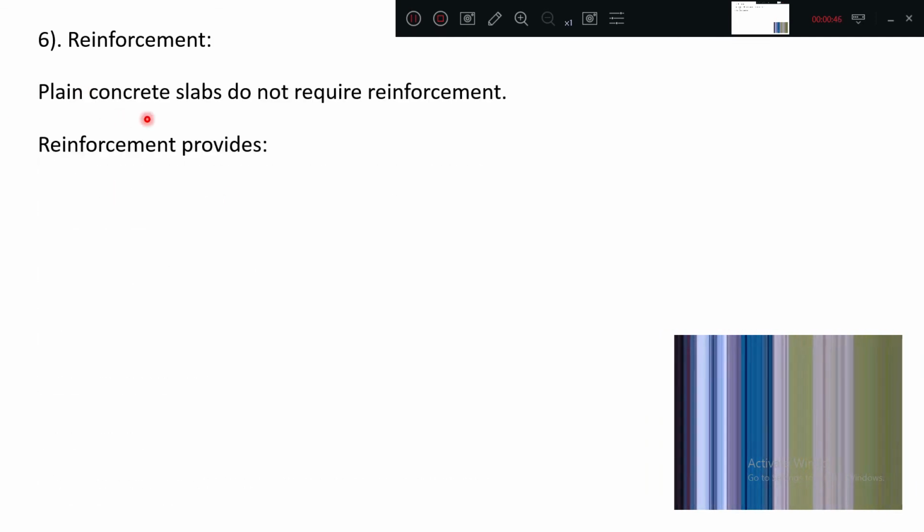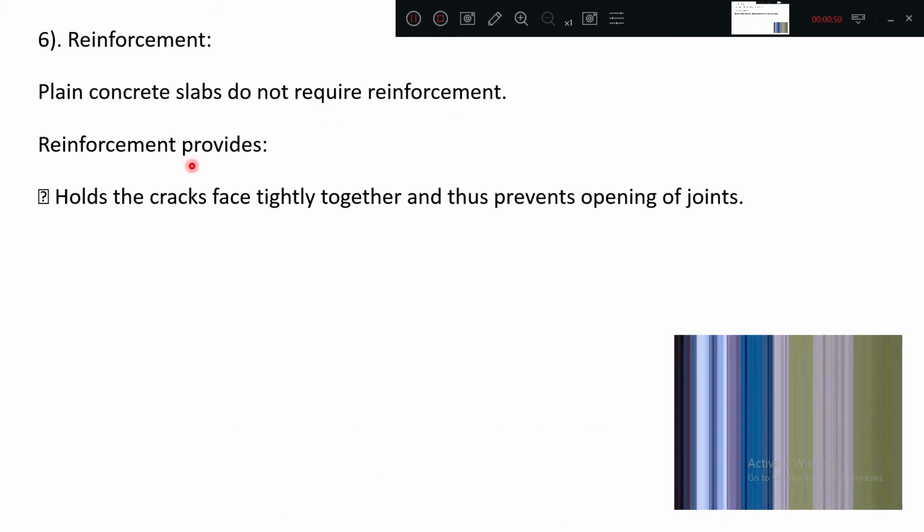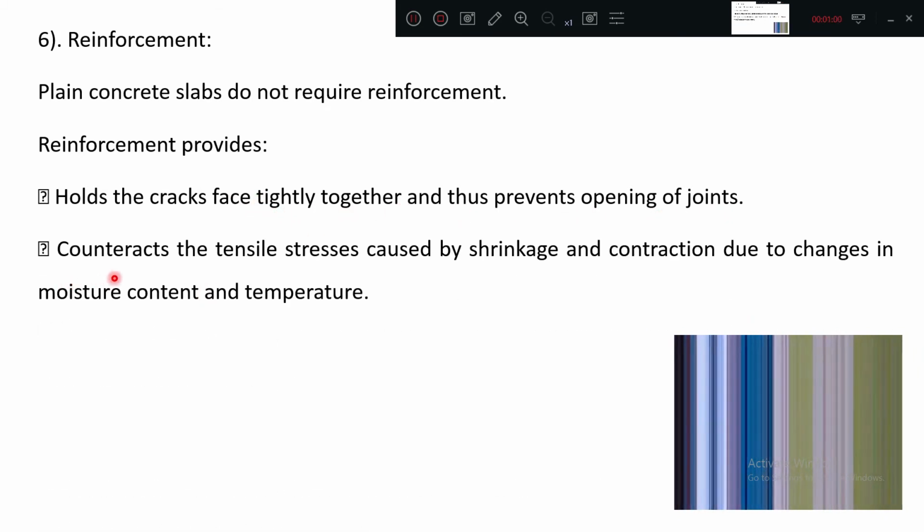Reinforcement. Plain concrete slab does not require reinforcement. Reinforcement holds the crack tightly, thus prevents opening of the joints. It counteracts the tensile stress caused by shrinkage and contraction. So two things reinforcement is helping: one is crack arresting, second is that tensile stresses are counteracted.